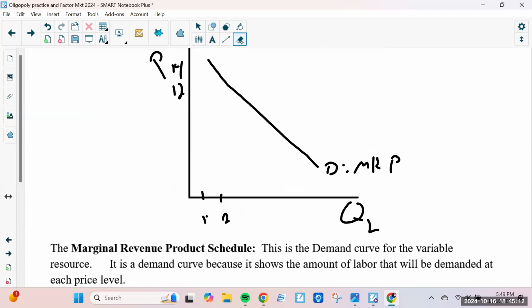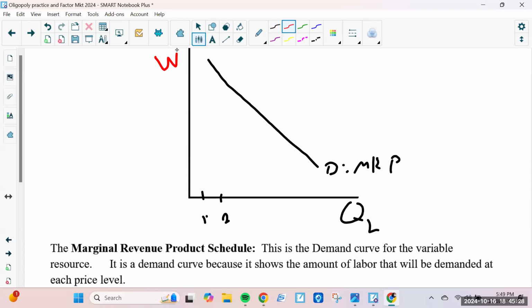Now I'm going to change this because we're in the factor market here. In the factor market, price is fine, you're allowed to use price, but let's be more specific. Let's call this the wage rate, because for workers you hire, you don't pay them a price, you pay them a wage.